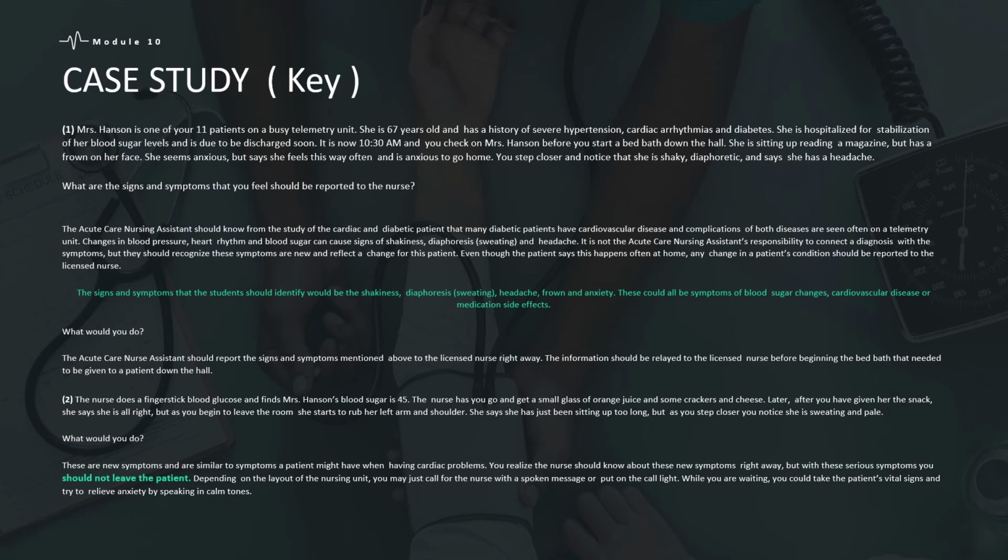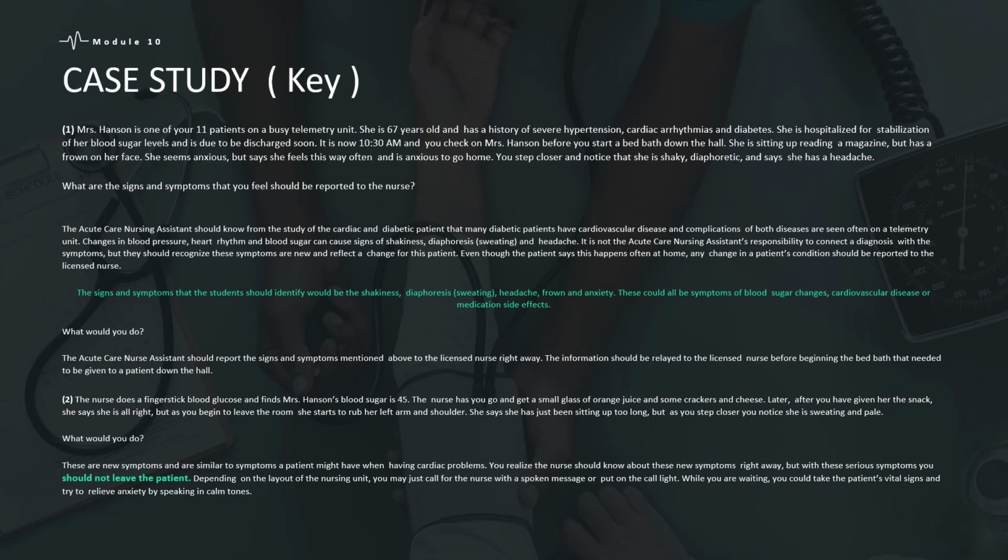You check on Mrs. Hansen before you start a bed bath down the hall. She is sitting up reading a magazine, but has a frown on her face. She seems anxious, but she says she feels this way often and is anxious to go home. You step closer and notice that she is shaky and says she has a headache. What would you do?